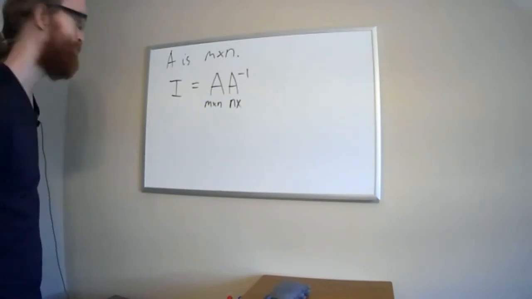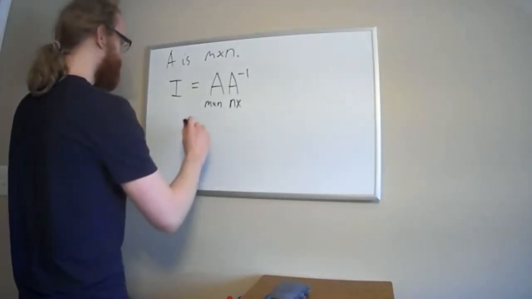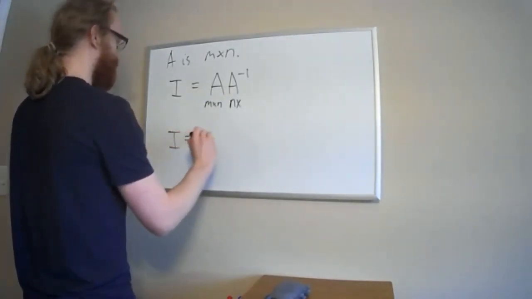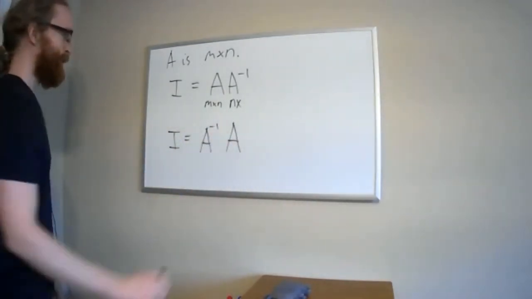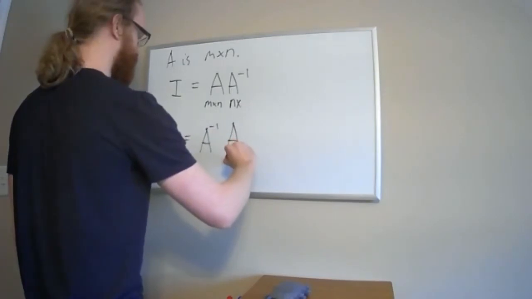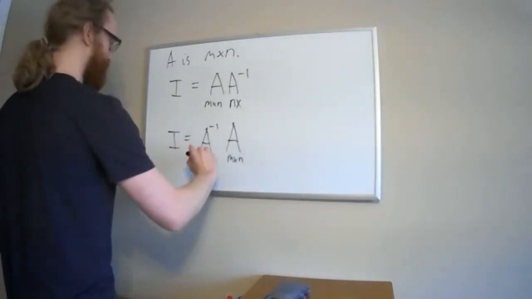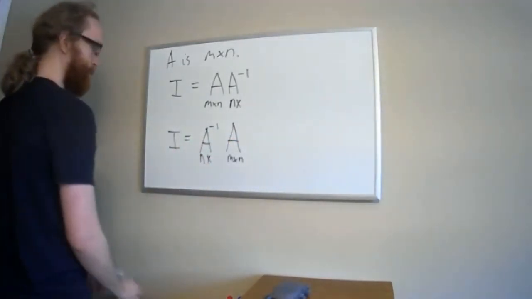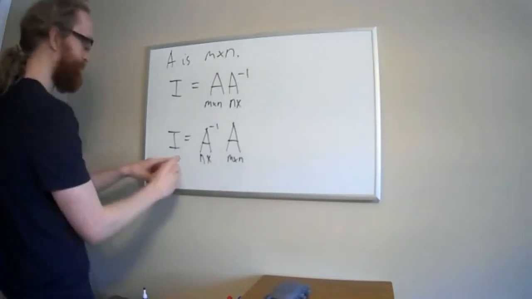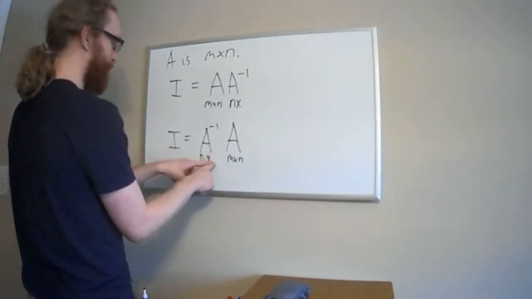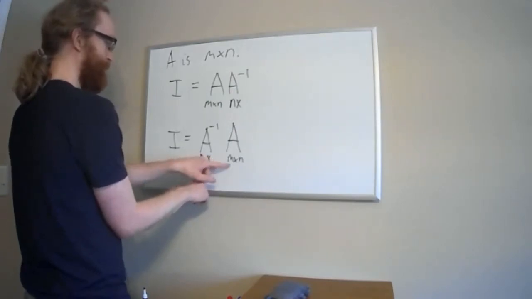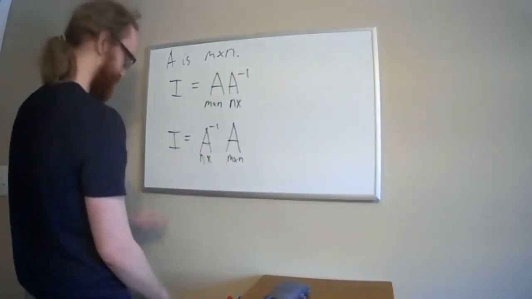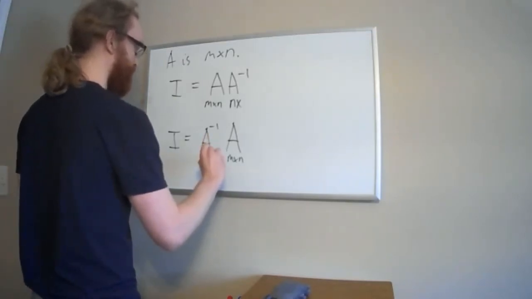I know this. Okay. But I know the opposite thing is also true. So again, A is m by n. And here's n by something. And what happens here? I need this dimension, the number of columns, to be the same as the number of rows. So this has to be m. Okay.